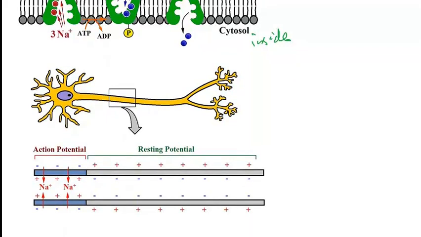So here you can see our resting membrane potential inside the axon right here. We have negative inside the cell versus positive outside the cell. Now what happens once there is an action potential?